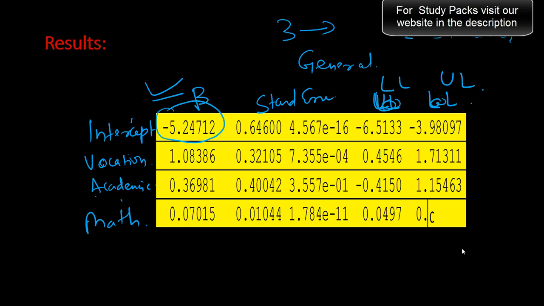So how do we interpret this? Now we have this result in place. We have the intercept, and we have the slope coefficients for vocational and for academic. These are the categorical variables we have used, and we also have the estimate for the continuous independent variable, which is the score on maths.